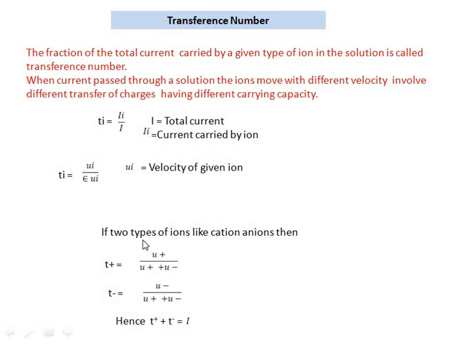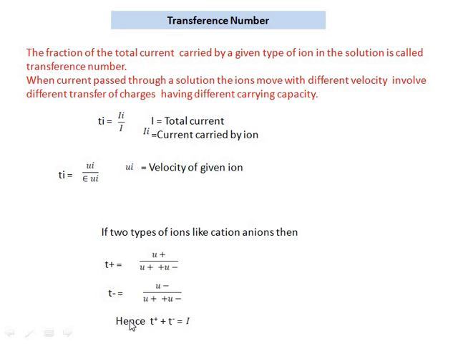If the two different ions, cations and anions, migrate in such an electrolyte solution, the two types of ions, t plus and t minus, have their velocities. So t plus is equal to the velocity mu plus upon mu plus plus mu minus. Similarly, for the anions, t minus is equal to mu minus upon mu plus plus mu minus.